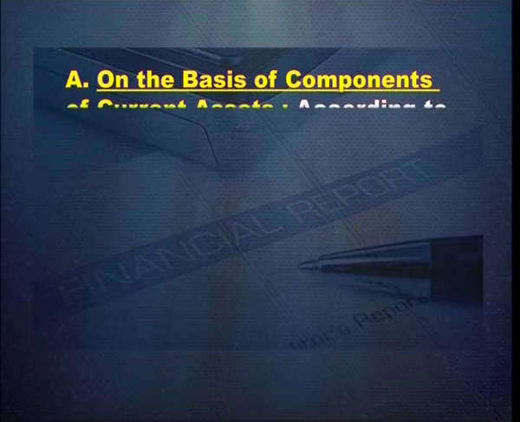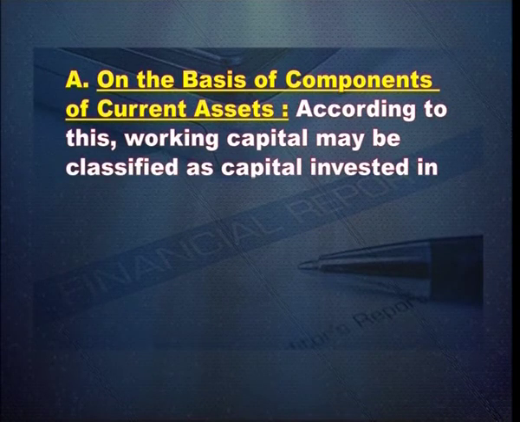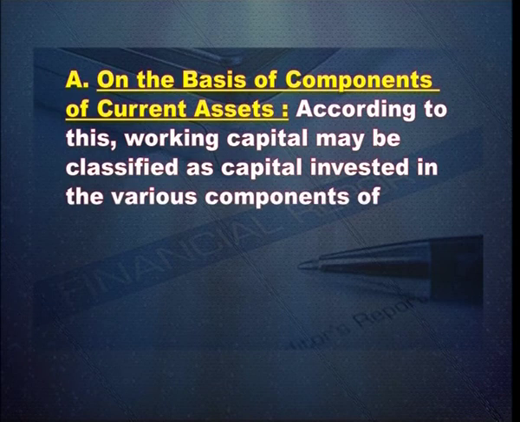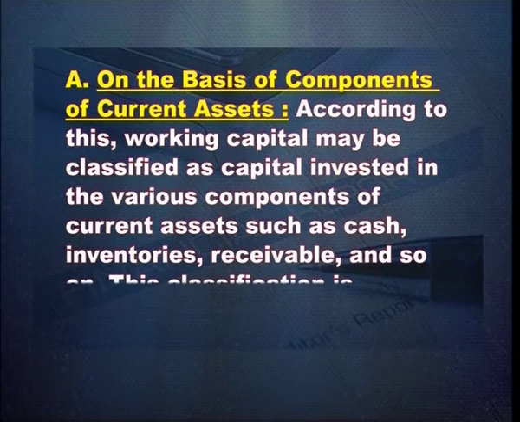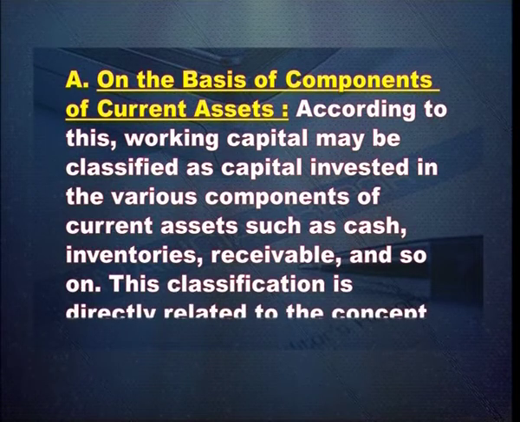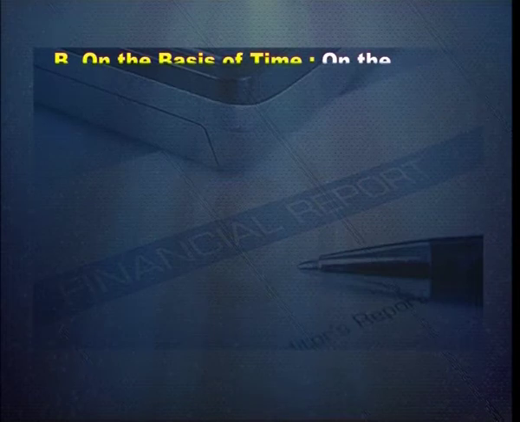Working capital may be classified in two ways: A, on the basis of components of current assets; B, on the basis of time. A, on the basis of components of current assets. According to this, working capital may be classified as capital invested in the various components of current assets such as cash, inventories, receivables and so on. This classification is directly related to the concept of gross working capital.